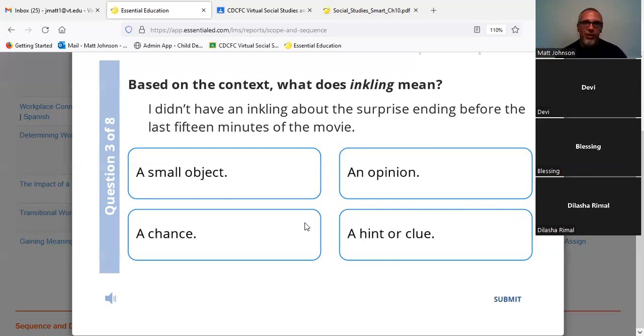But moving forward here. So inkling, based on the context here, what does that mean? "I didn't have an inkling about the surprise ending before the last 15 minutes of the movie." So a hint or a clue is what an inkling means.